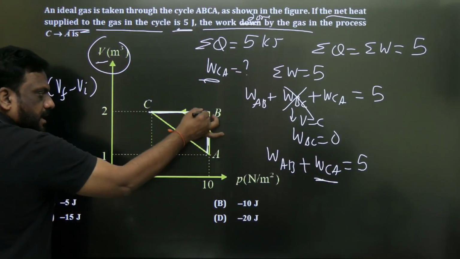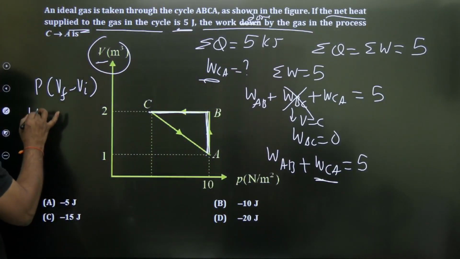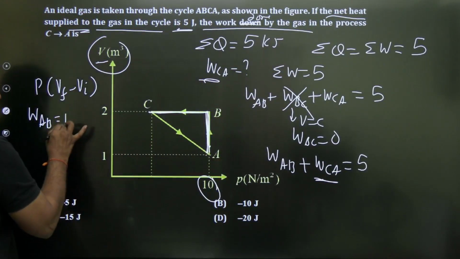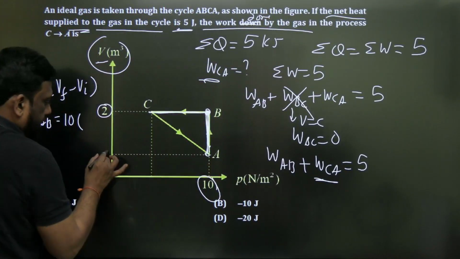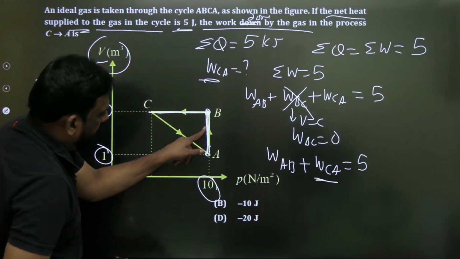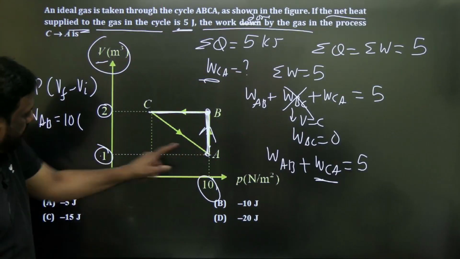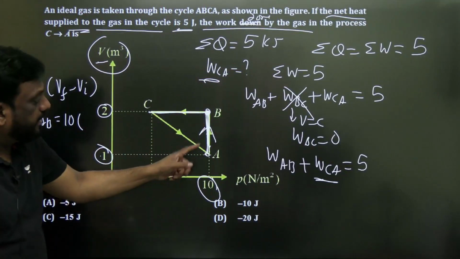So please note down that pressure is on this axis. That's why it is vertical. So work in AB is equal to pressure, 10, into change in volume. This volume is 2 and this volume is 1. Look at the direction the process is occurring, like this. So volume is increasing from 1 to 2. Volume is increasing means it is expansion. So therefore, it is a positive work.